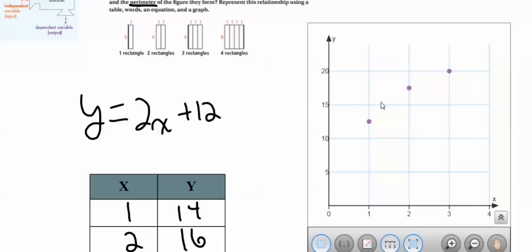Oh, nope. That's not the right way I want to do that. So 2 comma, was it 16? 16 is probably just past that. So 2 comma 16, I'm going to go right here. And then 3 comma 18. That's not working right. Let me delete those.